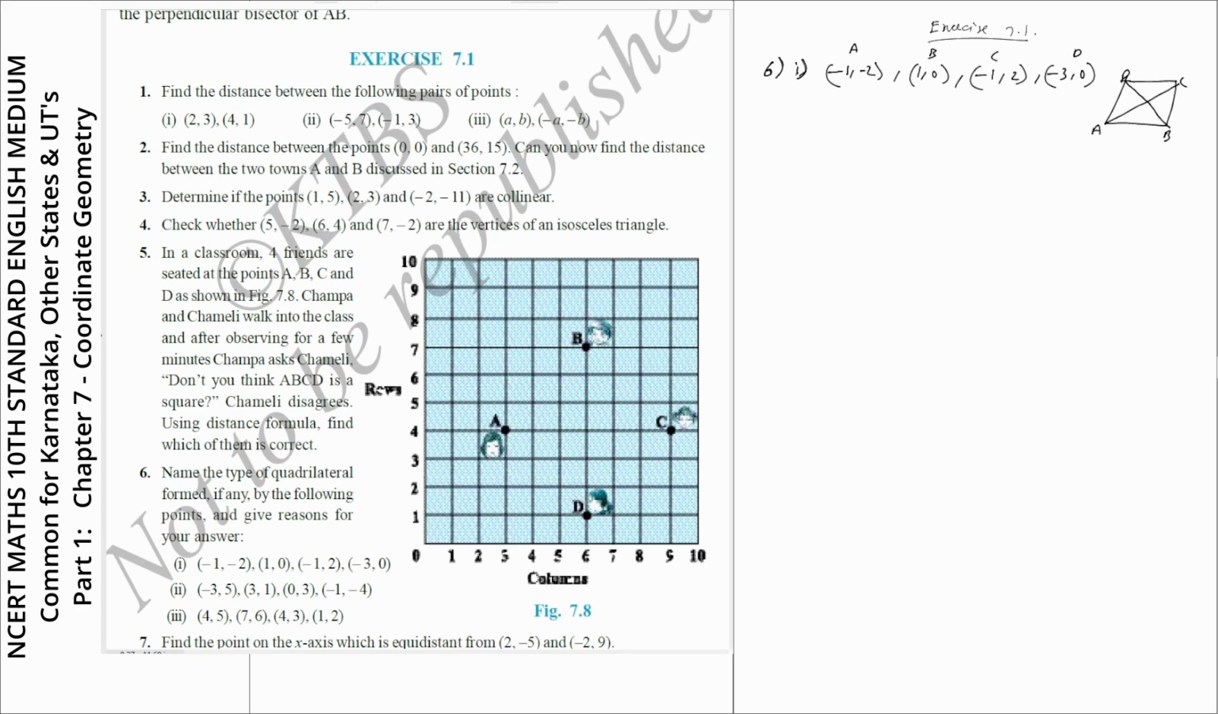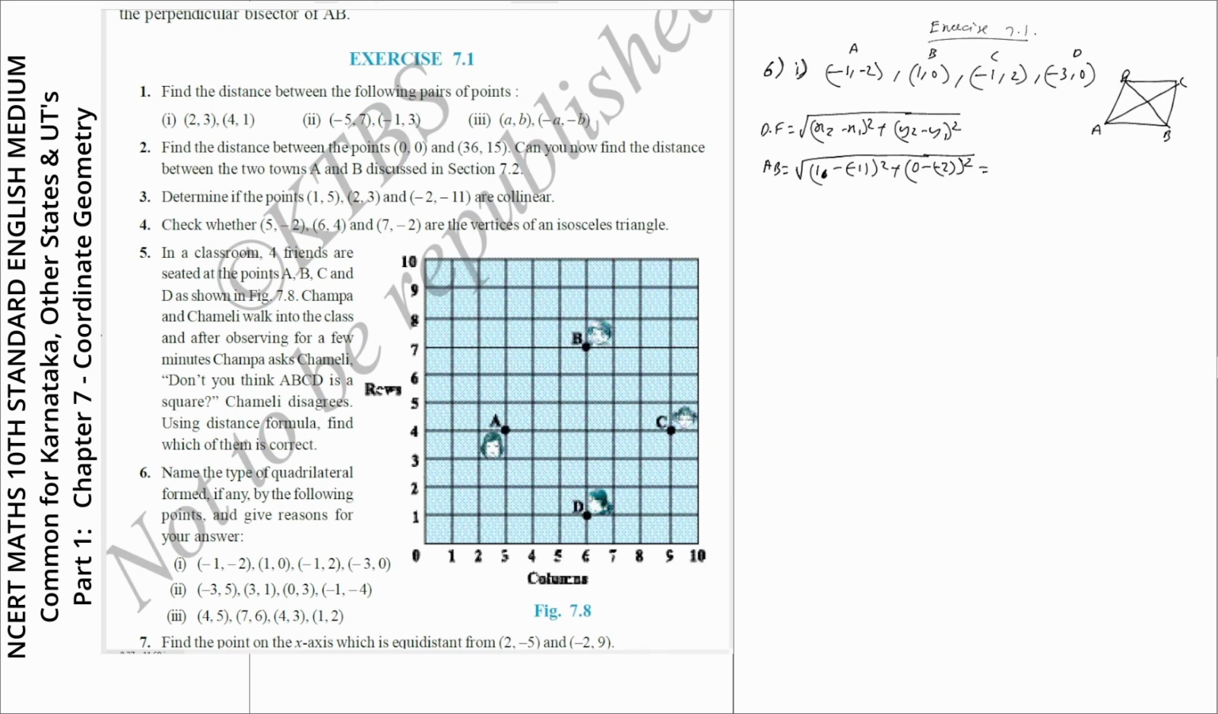So first I'll check the length of AB. So what is the formula? The distance formula. I'll write the distance formula: square root of (x2 minus x1) the whole square plus (y2 minus y1) the whole square. So now what is AB? AB is square root of (1 minus 1) the whole square plus (0 minus of minus 2) the whole square.